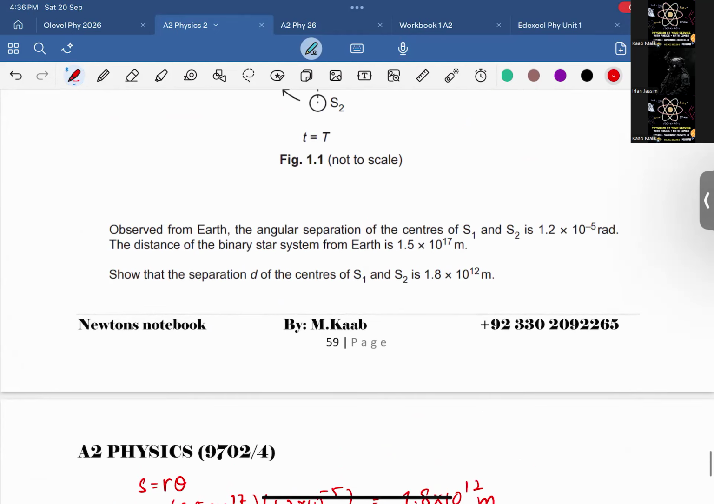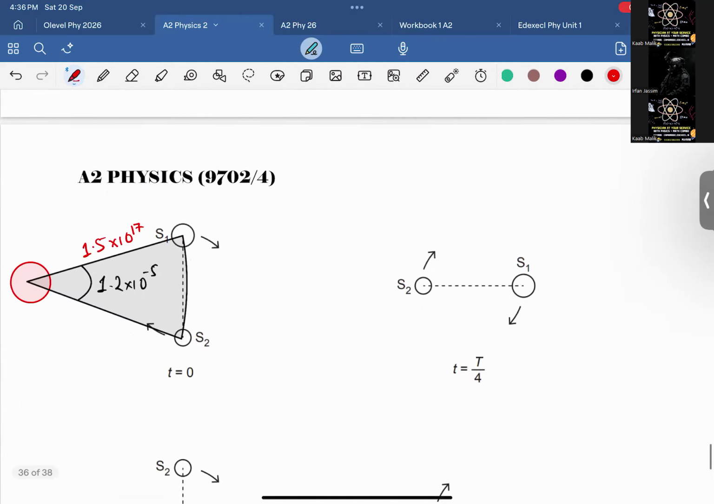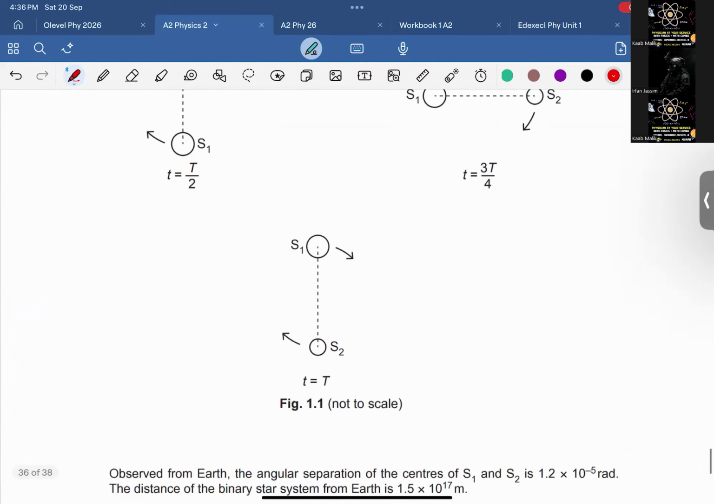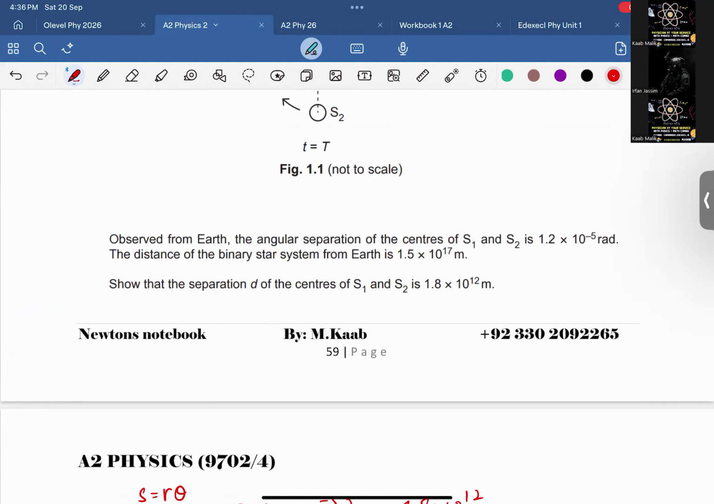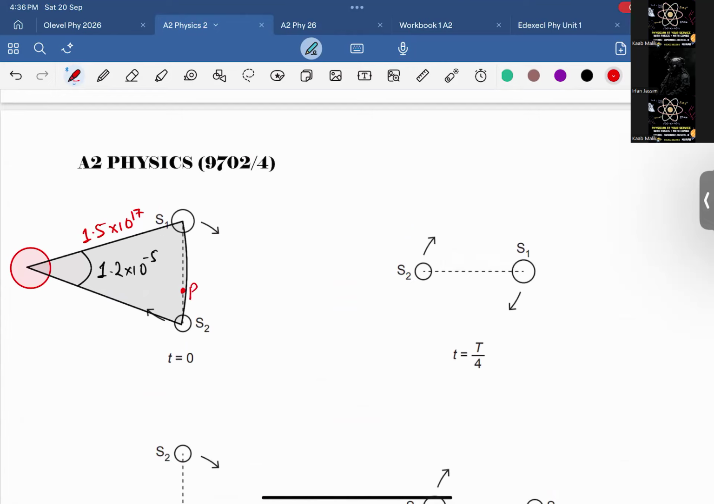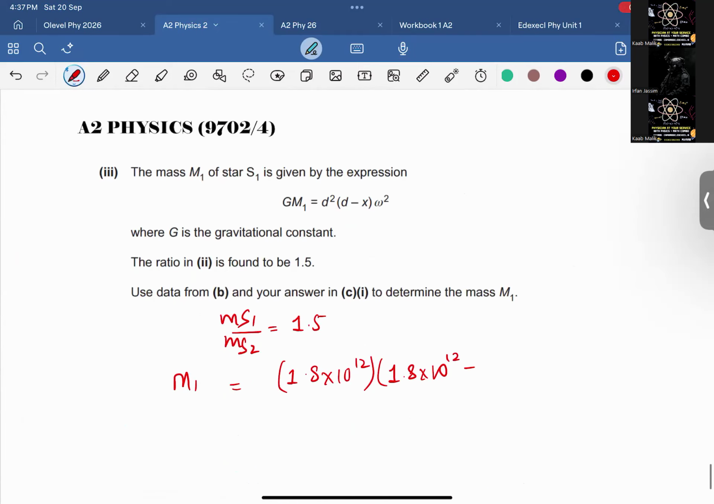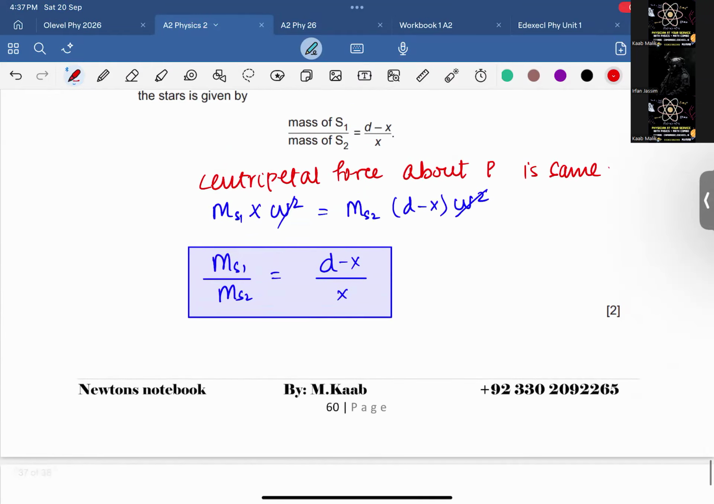The distance of the binary star system to Earth is not given. What about the arc? The arc is 1.8 exponent 8. So it's basically the distance between the two stars, and P lies somewhere here, next to this one. So we should use this relation to find X.